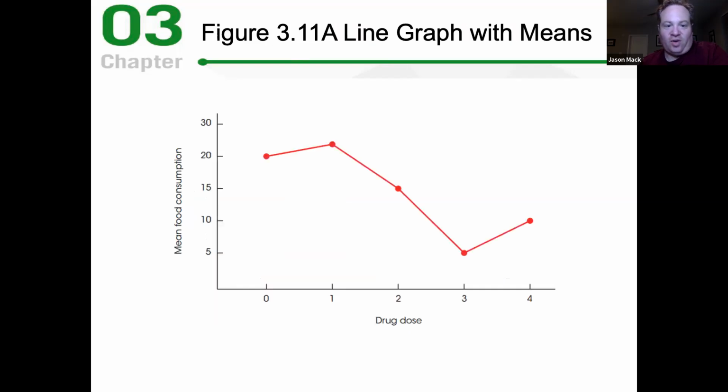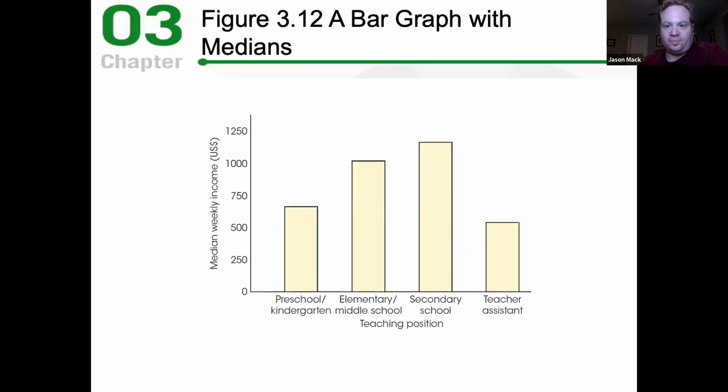So this is a line graph with means. This is the relationship between independent variable drug dose and dependent variable food consumption. Because drug dose is a continuous variable measured on a ratio scale, a line graph is used to show the relationship. So here we go. This is median weekly income in US dollars for different types of teaching positions.